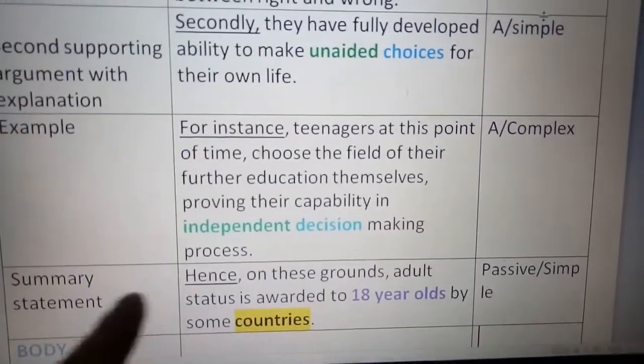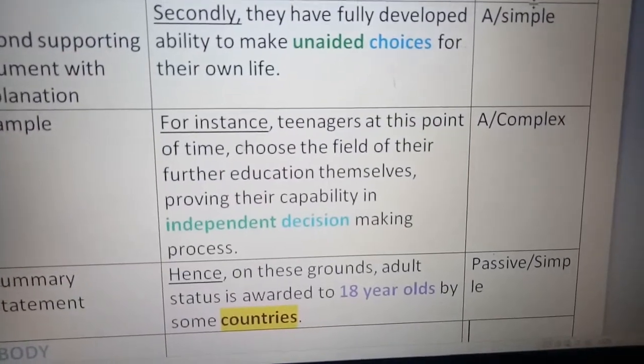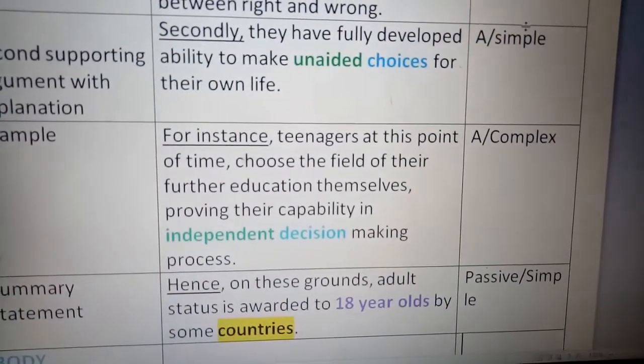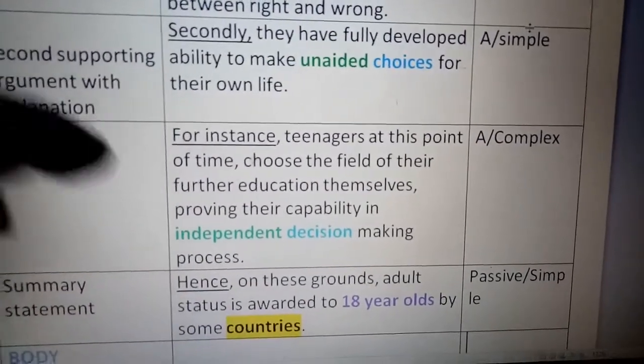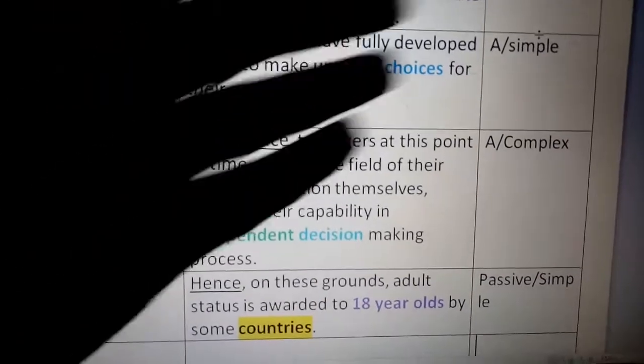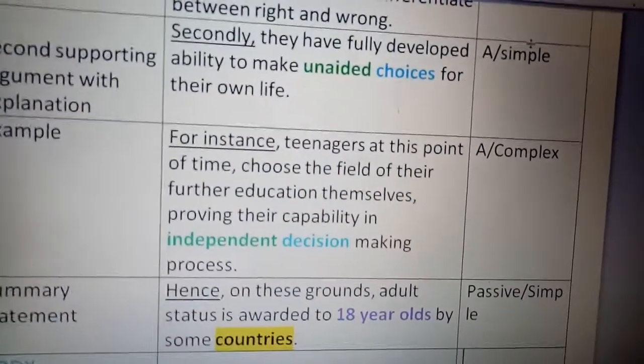Now the summary statement. Hence, see, we have proved our point, so we have to summarize the whole paragraph. Hence, on these grounds, adult status is awarded to 18-year-olds by some countries. This is a passive voice and simple sentence. This you can do after you complete your essay, so that you are able to see the grammatical structure of your essay.